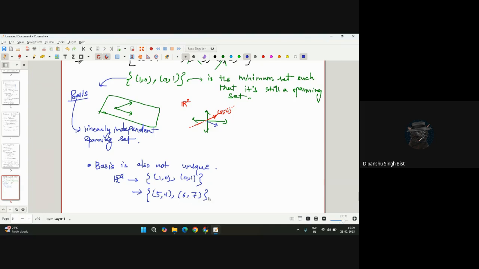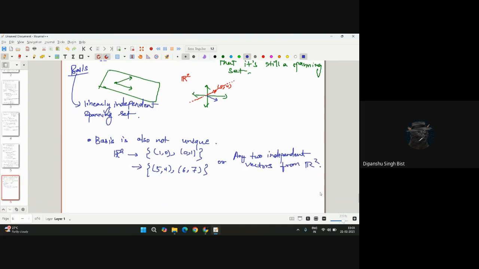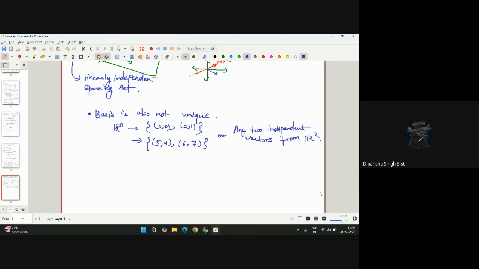Okay, and similarly, I can take any two independent vectors from R2, and that would still be a basis of R2. So basis is also not unique. So why do we emphasize so much on basis?